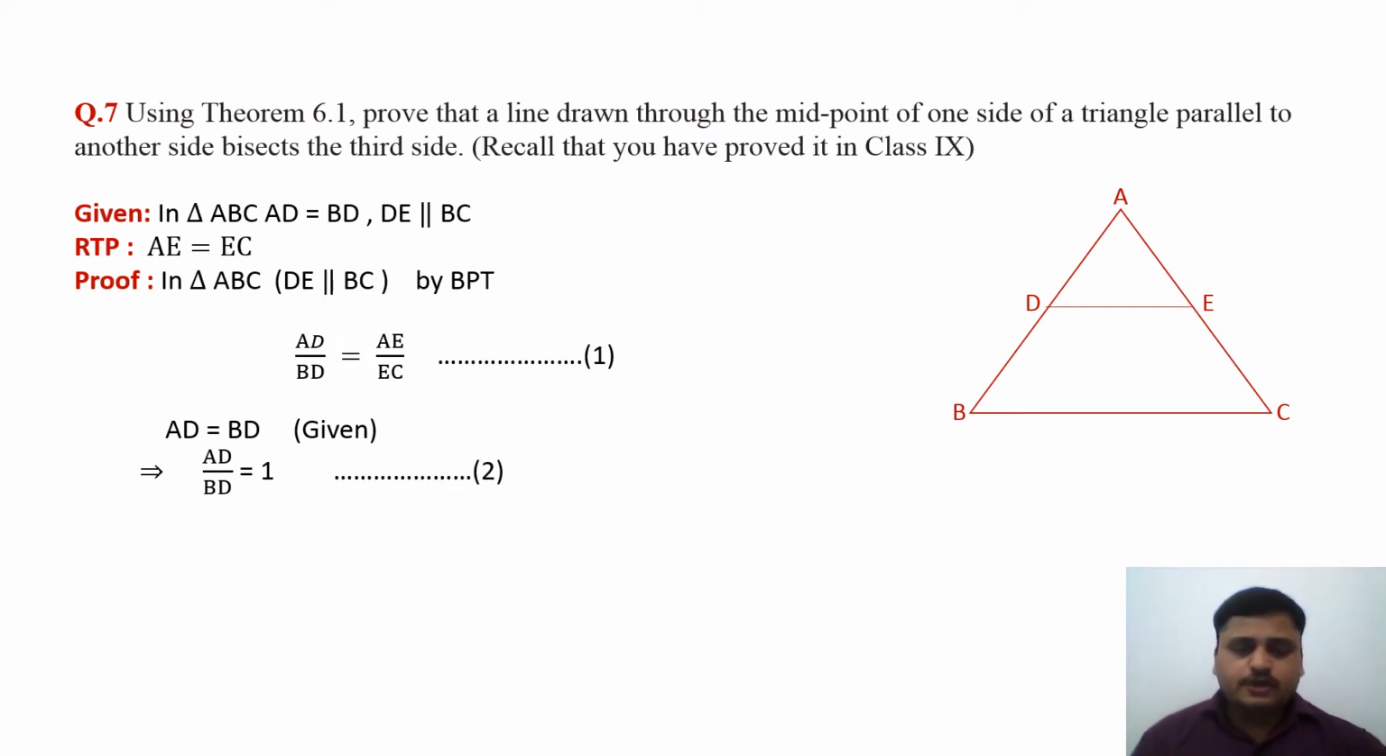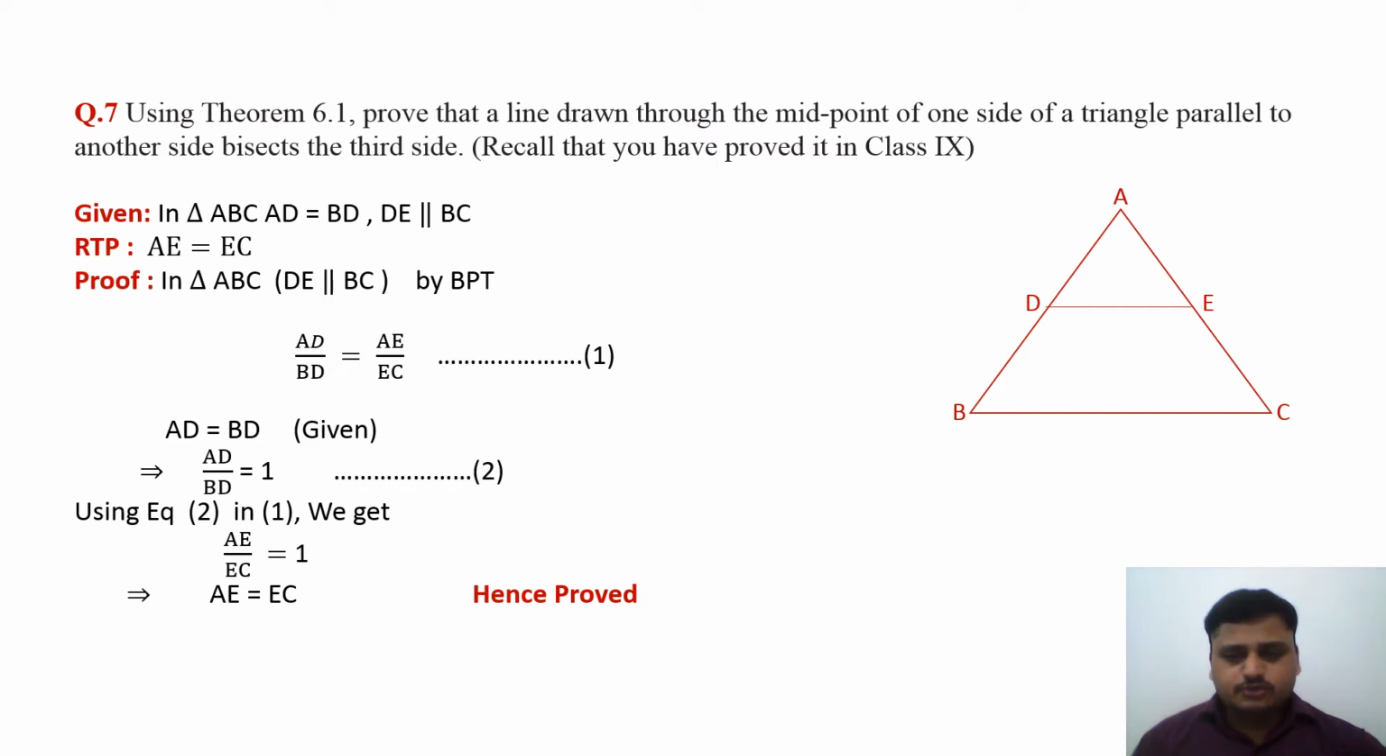Is it clear? Now using equation 2 in equation 1, that is replacing AD by BD with 1, what will we get? We will get 1 is equal to AE by EC, or AE by EC is equal to 1. Now simplify it, so AE is equal to EC. From this we got the proof. I think this question is clear to you. Let's move to another question.